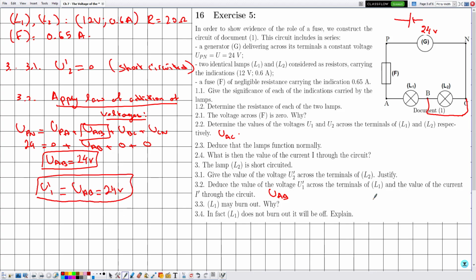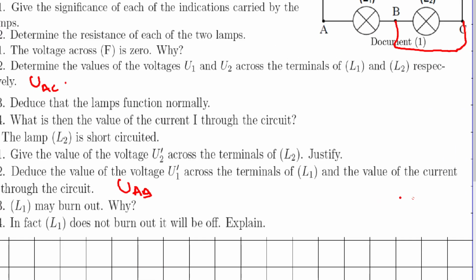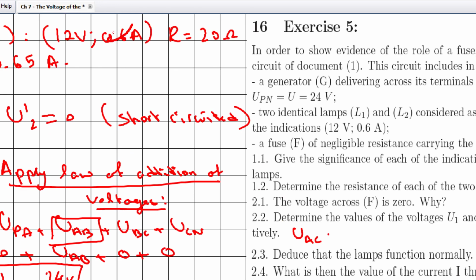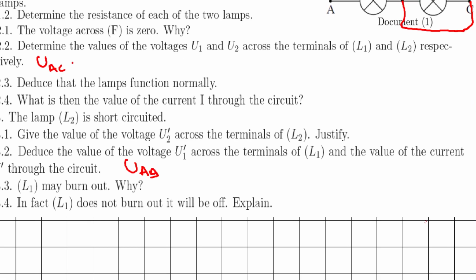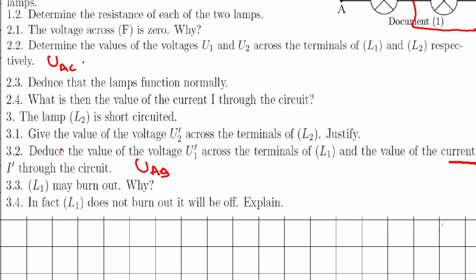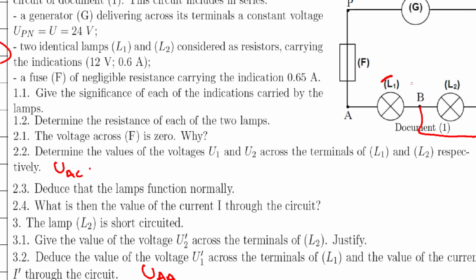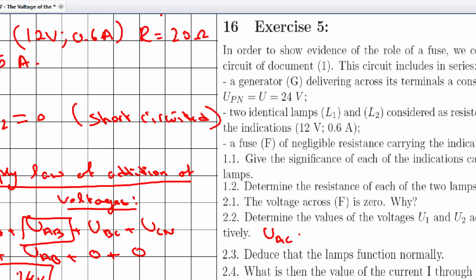And the value of the current through the circuit. So how come we need to determine the current, knowing that we have determined the voltage? Now the lamp across the terminals A and B is not functioning anymore because 24 volts compared to 12 volts, they are not equal, so we cannot use the current, which is 0.6 amperes. One can determine the value of the current from the voltage using Ohm's law, because we know that the lamp L1 is considered as a resistance of 20 ohms.